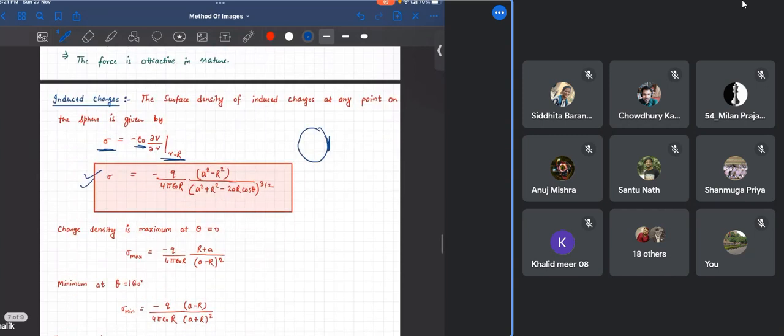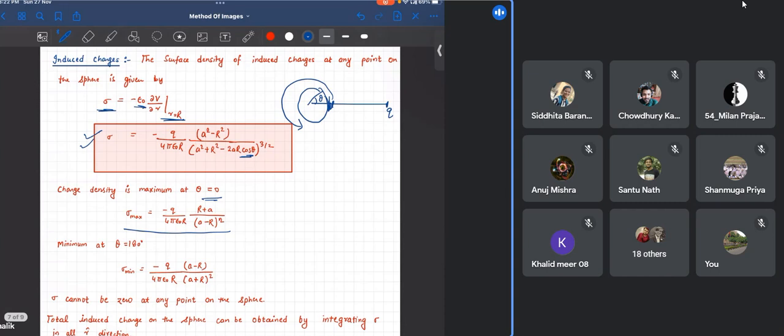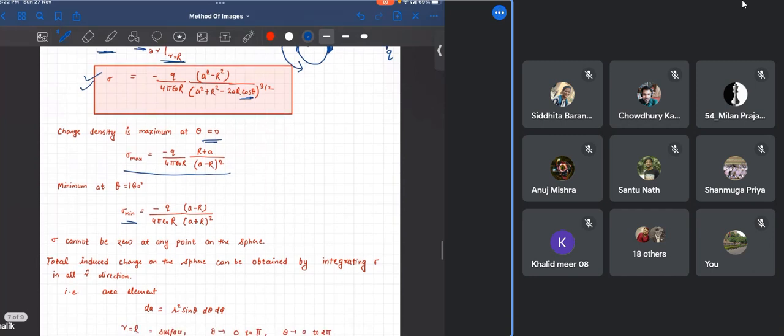And if you look at this charge density, it is a function of cosine of theta. Theta is some angle. So as your theta is changing, your charge density is changing. For example, at theta equals 0, exactly in the direction where charge q is placed, you have the maximum charge density. Just put theta equals 0 here. And at theta equals 180 degrees, which is this side, your charge density is minimum. So your charge density is not constant on this surface. It is going to change as a function of theta, and it will never be 0 at any point.